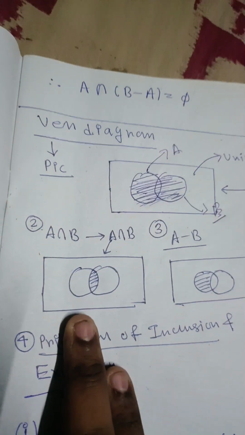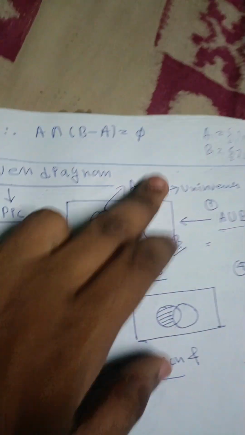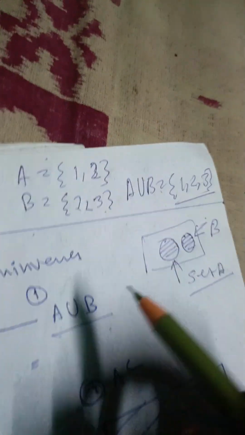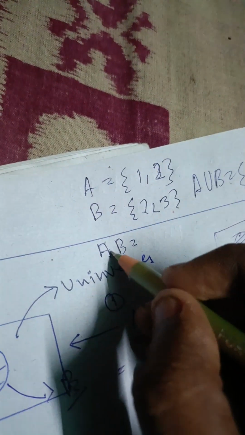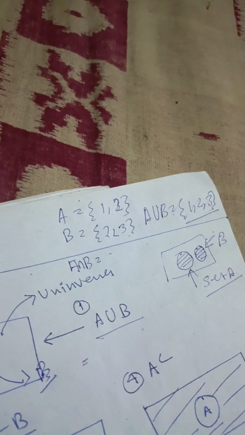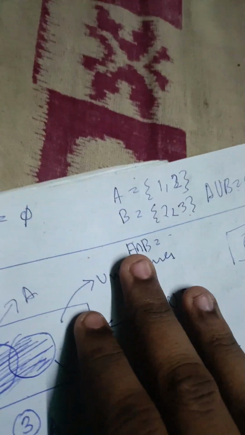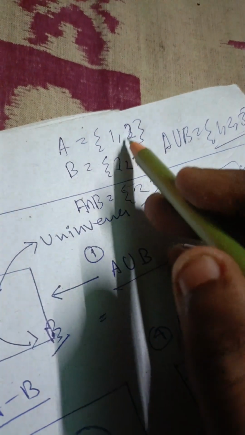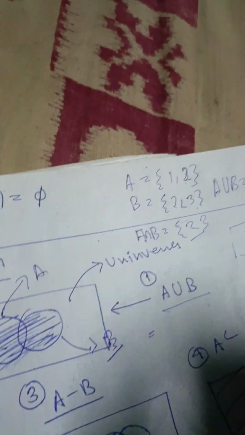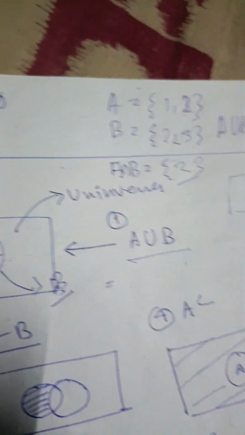You got it right. So let's see how we will represent the intersection. What is common in A and B? For the common part we will use intersection. That is 2. 2 is in A and B, so A intersection B is 2.